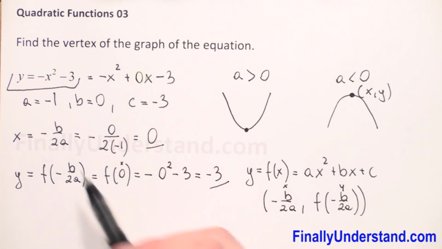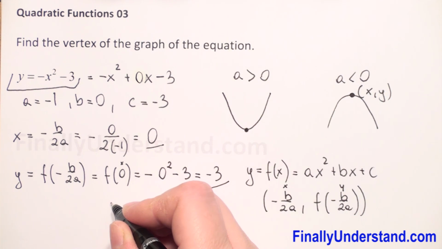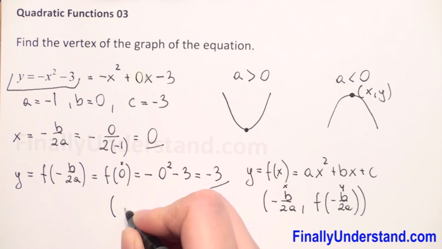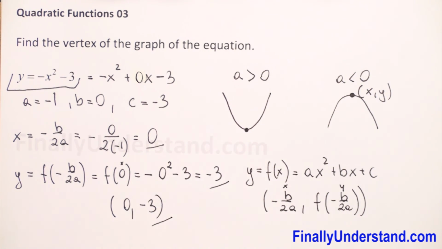So we have the x coordinate and the y coordinate. So we can write that the coordinates of the vertex are 0, negative 3. This is my solution.